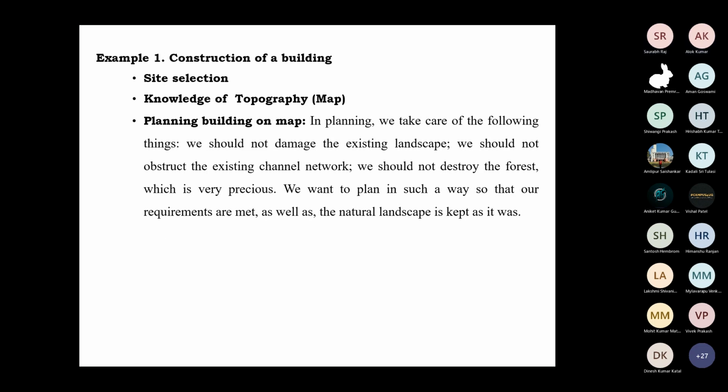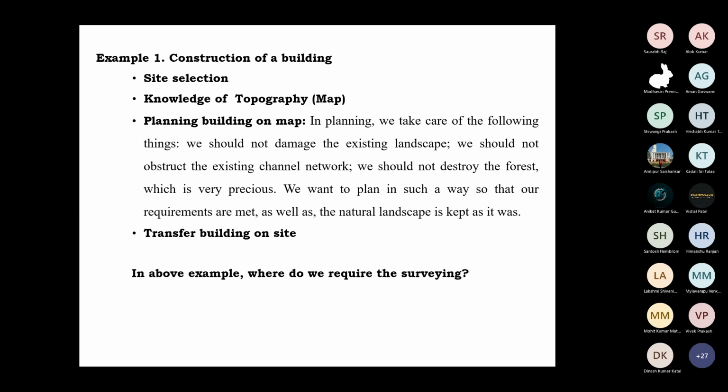Now after doing all the planning in the office, where I will make it, where my landscape is, everything I know, then I will go physically to the site to transfer the building on site. So you see, before that: site selection, knowledge of topography, planning, and after that we transfer the building on a site. It doesn't happen overnight. I will not just go there, make a building and start constructing any structure. It will never happen.